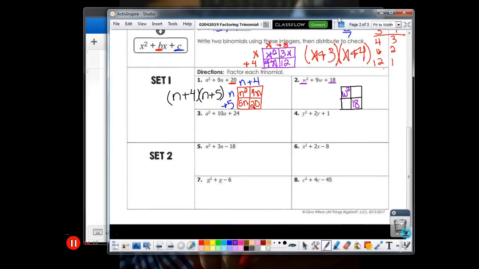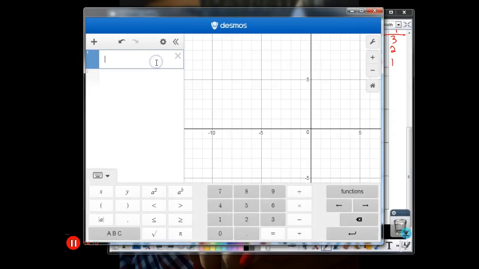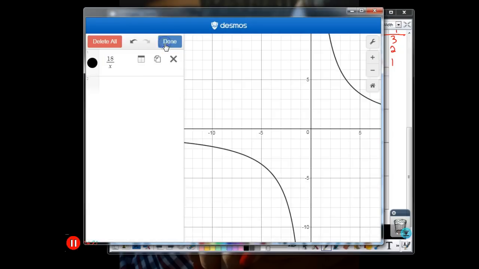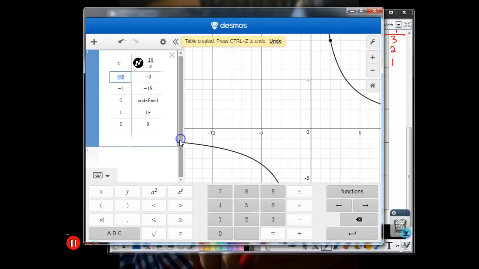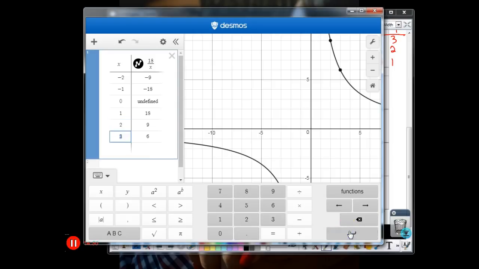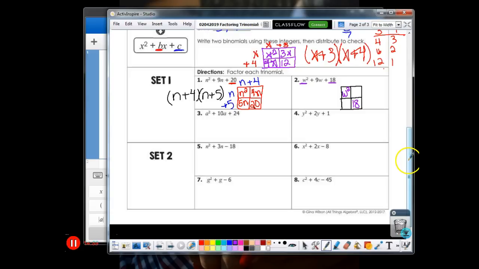So again, you can use Desmos to help you if you forget what your multiples are. So 18 divided by x, right? And then you want to check your table. So my possibilities are 1 and 18, but 1 plus 18 is 19. Then 2 plus 9, 11. 3 plus 6 is 9, and that's exactly what we are looking for. So my two integers are 3w and 6w. And again, it doesn't matter. You could have put the 3 down here and the 6 up here. You're still going to get the same answer.